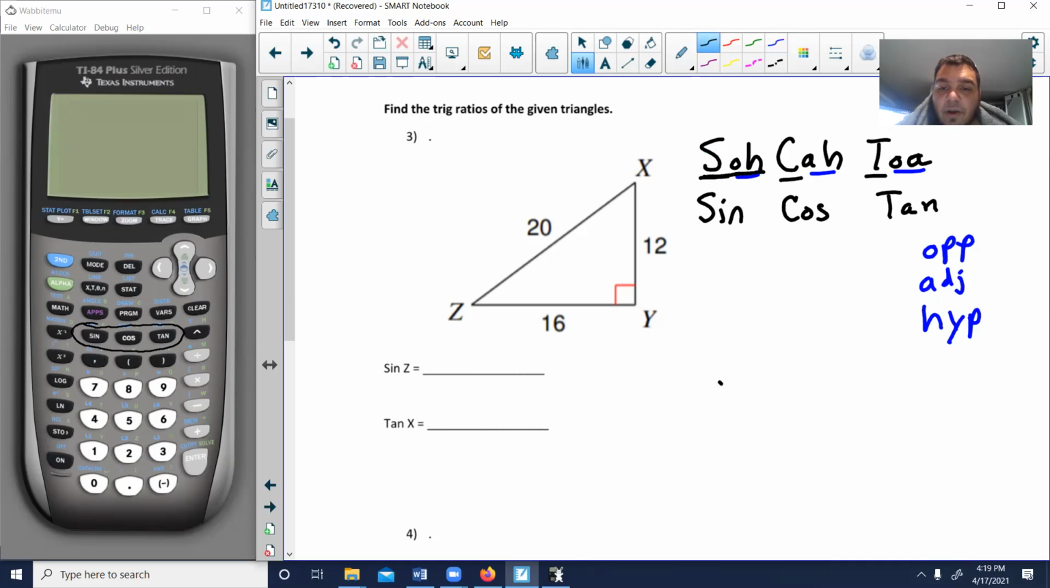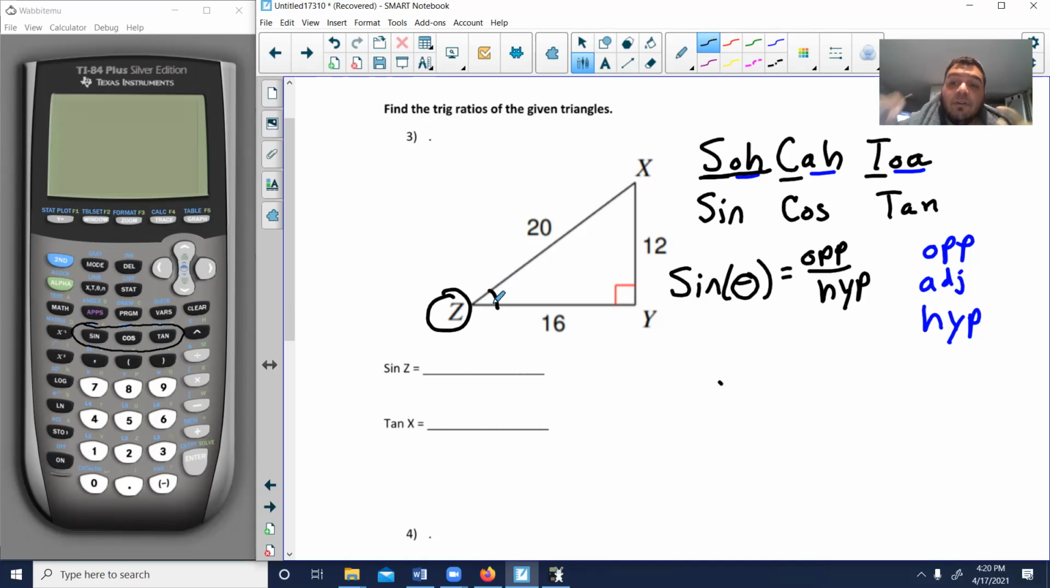So when I say SOH, that tells me that sine of whatever my angle is, and usually we use theta for an angle, is going to be OH, which is the opposite over the hypotenuse. So let's apply that to this question here. We have sine Z. So what we need to do is opposite over hypotenuse. Which side is the opposite and which side is the hypotenuse if you're standing on angle Z? Give you 3 seconds or pause the video.